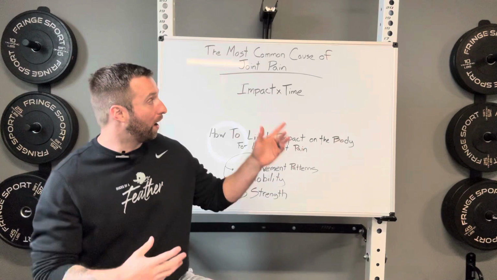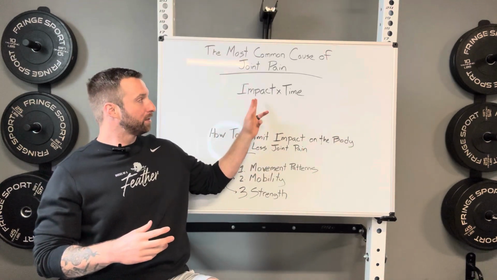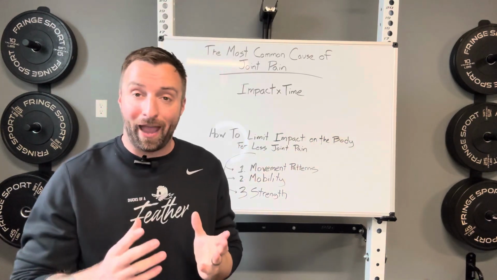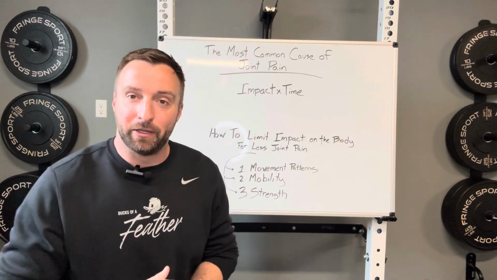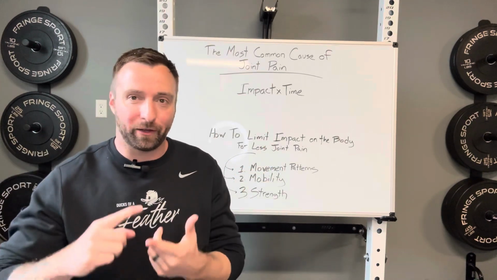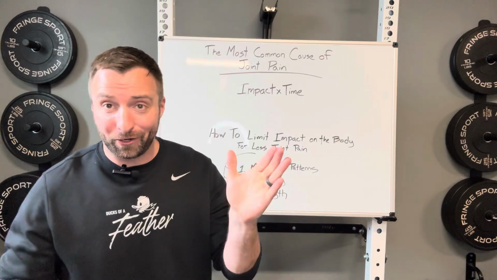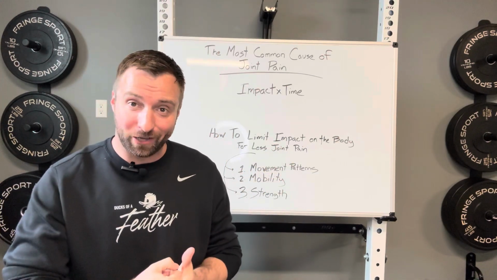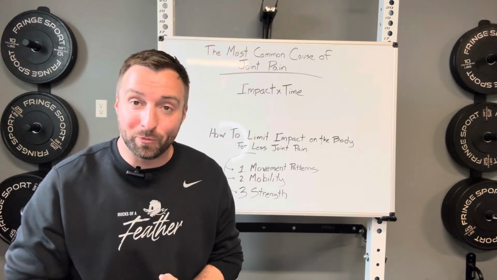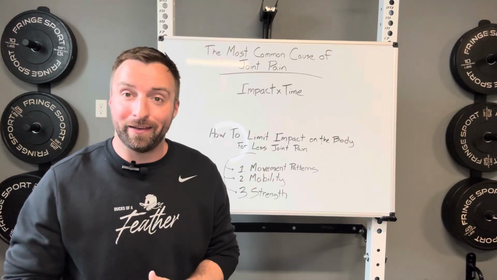The most common cause of joint pain in adults is this equation: impact times time. So let's start with impact. Now, it's really easy to find the cause of joint pain when there's a big, huge impact, like a car crash or a fall down the stairs. You can easily point to say, I was in a car wreck, that put a lot of impact on my joints, and that's where my back pain came from. It's pretty easy. But that's not how most adults' joint pain progresses.